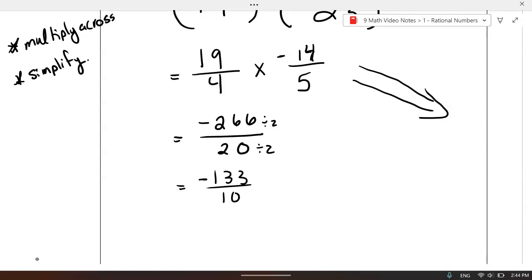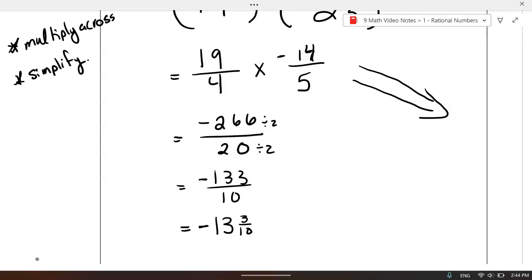I like dividing by 10. It's easy. So how many times does 10 go into 133? Well, I know for sure it's going to be negative. I know for sure that I can fit 13 tens into there, because 13 times 10 is just 130. You just add a 0. And then what's left? 3 tenths. And that's it.